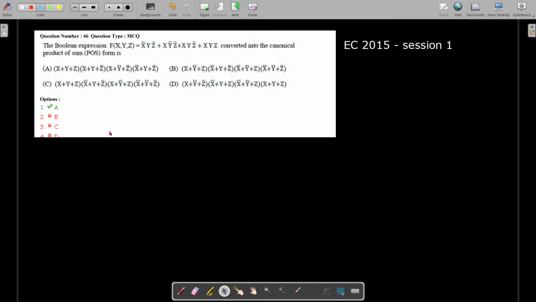Vanakkam, now we are going to solve a problem from GATE ECE 2015 session 1 question paper. The question number is 46 and the question type is MCQ.